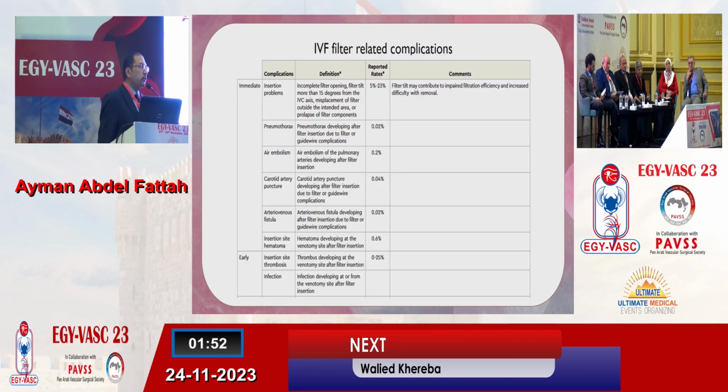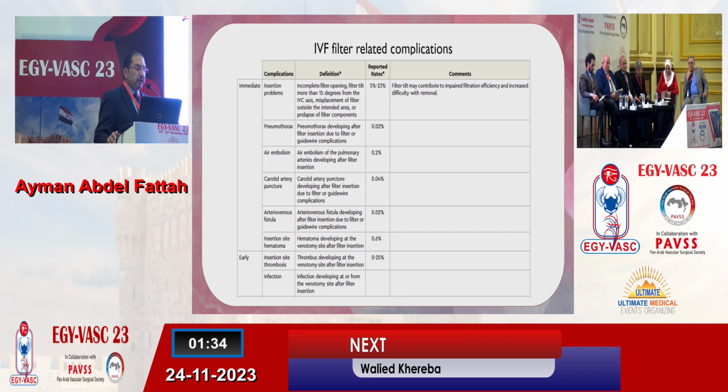Why do we have to use evidence-based practice in IVC filter insertion? Because this procedure is not free from complications. We have to weigh the benefit and the risk for the patient.